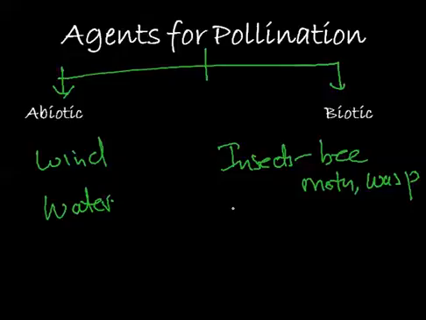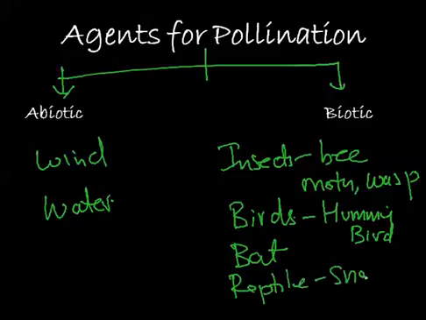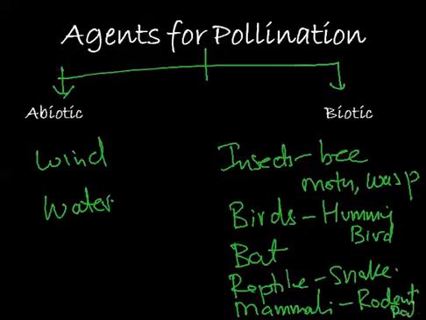Then we have birds like sunbird and hummingbird. We have bats. We have reptiles like snakes and also lizards, and mammals also, like rodents, rats, etc. These are the major agents involved in different modes of transferring pollen from one plant to another.